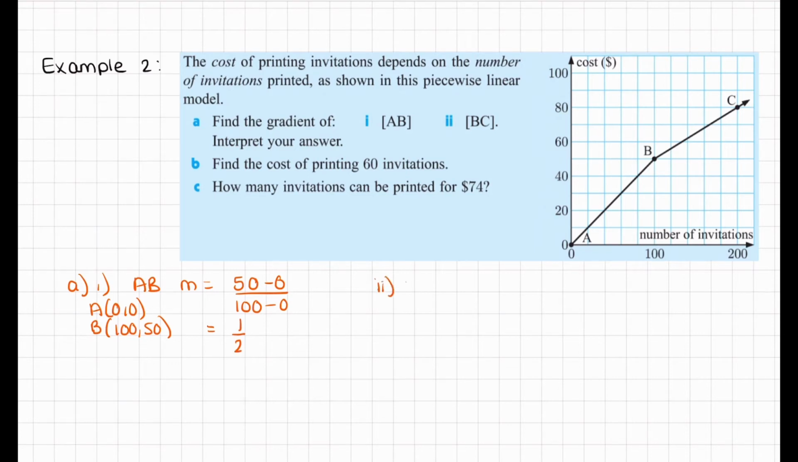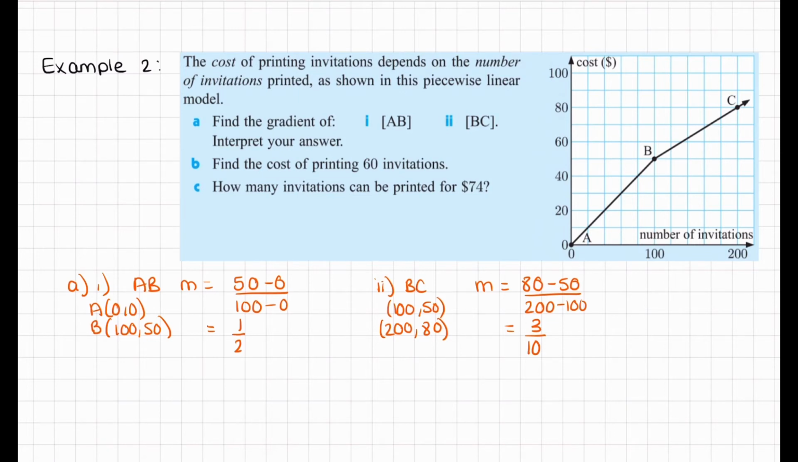And then we want the gradient of BC. The coordinate of B, we found before, is 100, 50. And then the coordinate of point C is at 200 and then 80 for the y. Work out the gradient of BC: 80 minus 50 over 200 minus 100, which gives us an answer of 3 over 10 or 0.3.